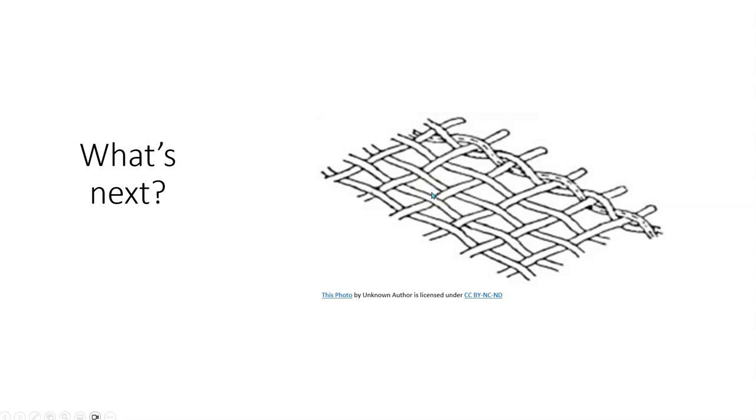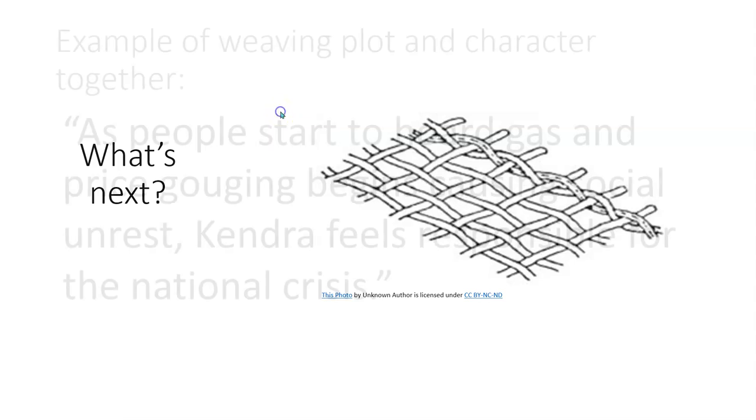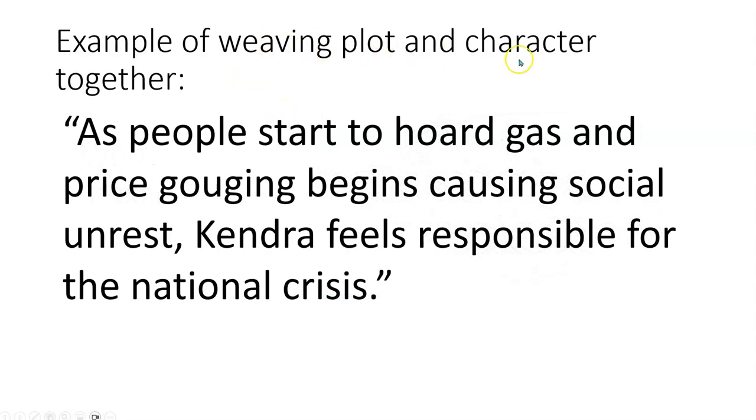We take these plot lines and these character arcs, and we can combine them. We take both elements and put them together. Now, I didn't write a full synopsis in this video, but I did write the phrase here that shows you how this can be done. Okay, here's an example of weaving the plot and character together. As people start to hoard gas and price gouging begins, causing social unrest, Kendra feels responsible for the national crisis.